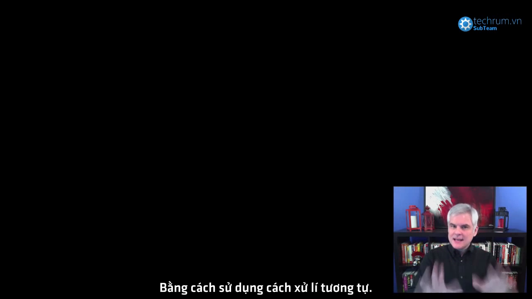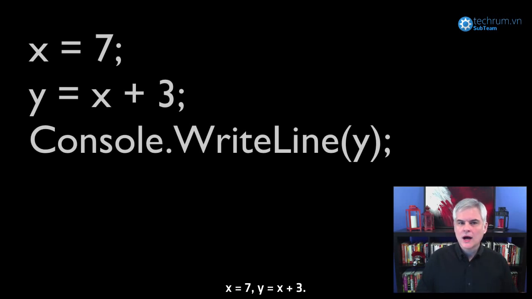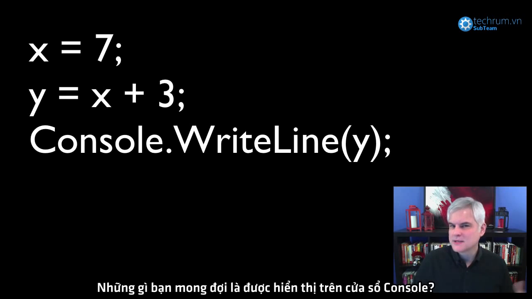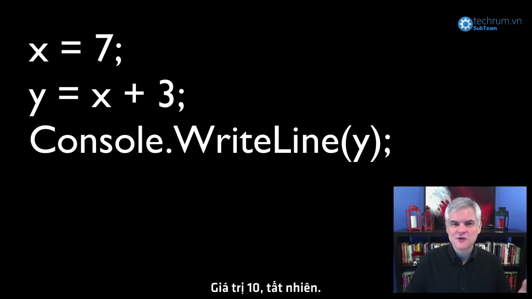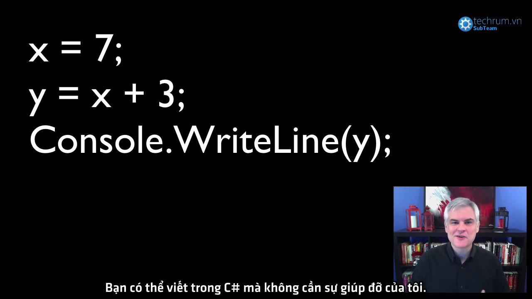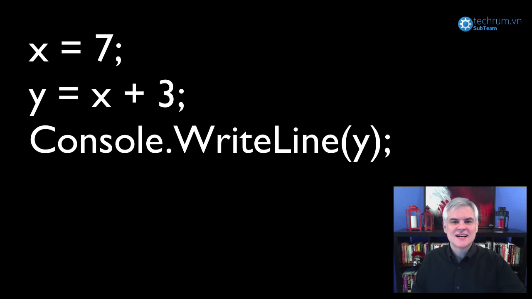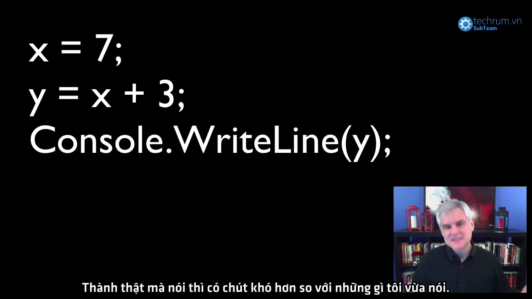So using that same thought process, take a look at this. X equals 7, y equals x plus 3, console.writeLine y. What would you expect to be displayed in the console window? The value 10, of course. You just read C# on your own without any of my help. It's common sense, right? It's pretty easy. Now, okay, honestly, there's a little bit more to it than just that.